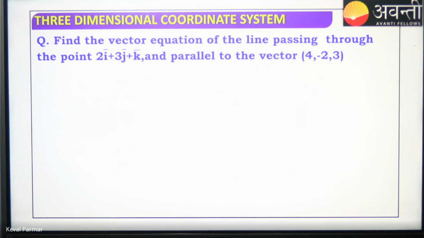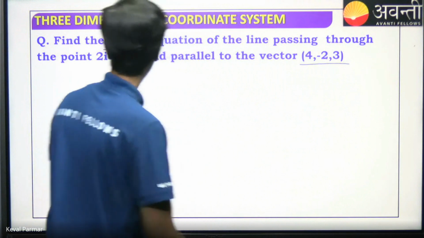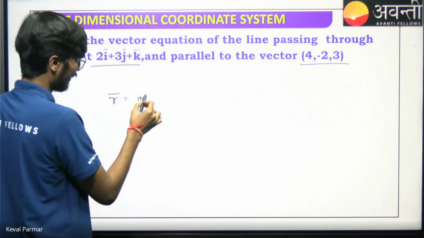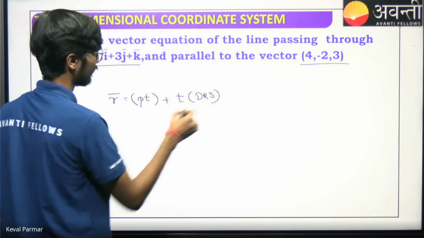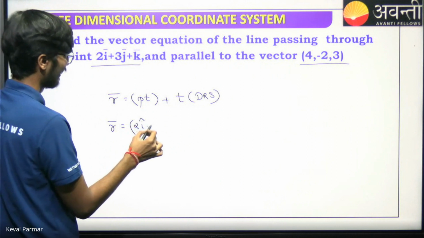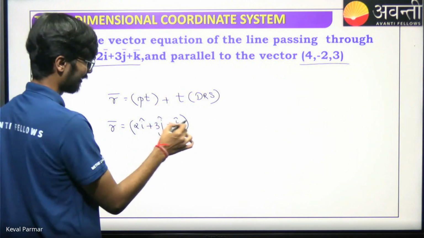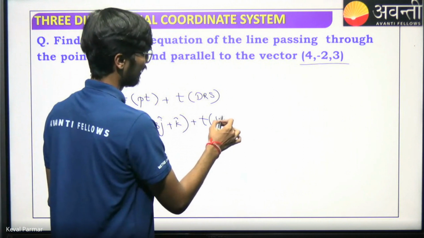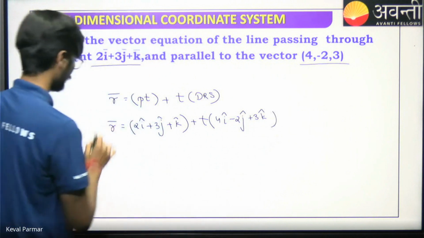So what are the DRS here? This is the DRS. Since we want vector form, and this is the point, so r vector is equal to point plus t DRS. So I can write it as r vector is equal to the point 2i plus 3j plus k, obviously with a cap everywhere, plus t times the DRS. We have to write the DRS in vector form, so 4i minus 2j plus 3k. This is my answer.